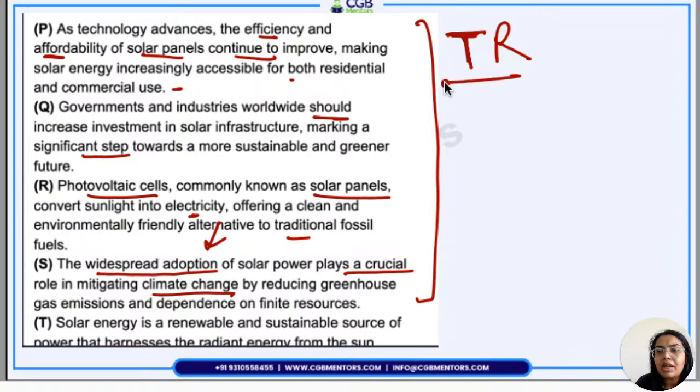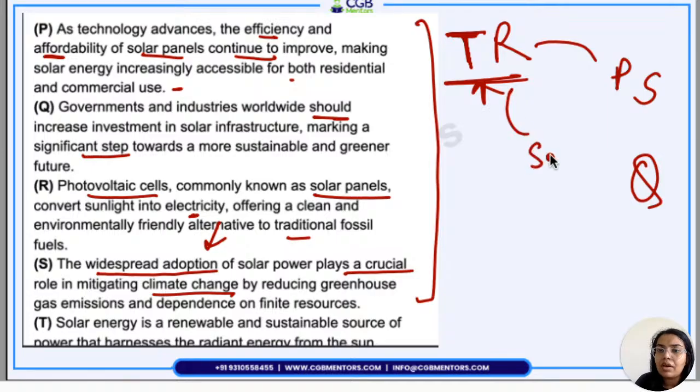for us. Now, T and R: in R, we understand what is the main role, what is the main thing that solar panels do. Q has a tone of what should be done, and that governments and industry should do it. Probably this has a conclusive tone, so Q we keep at the end. Now, TR and then Q at the end, I have two ways, P or S or S or P, right? Now I will check what makes more sense. Which flow is better? So you will see P says as technology advances, efficiency and affordability continue to improve, making energy accessible for everyone. Right? It's useful for everyone. S says the widespread adoption plays a crucial role.